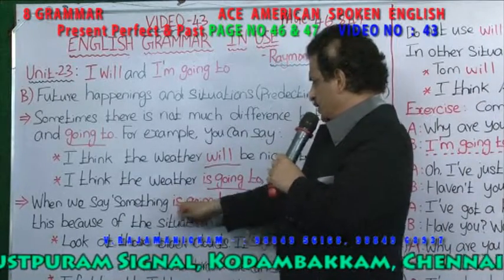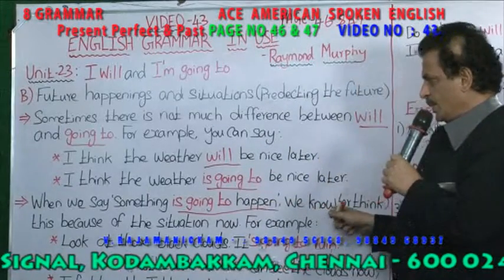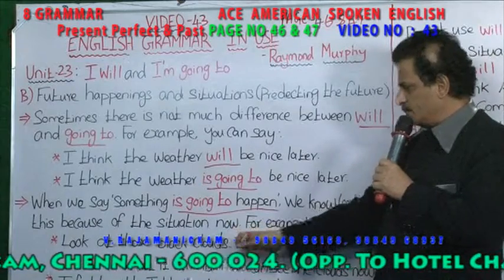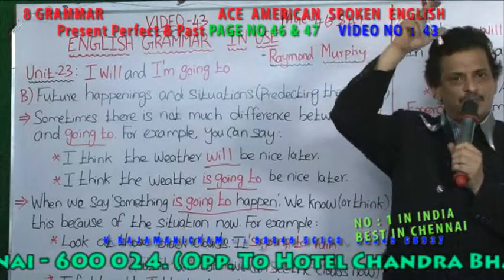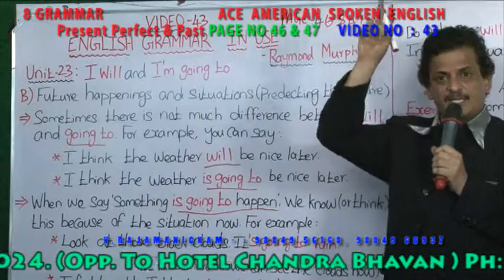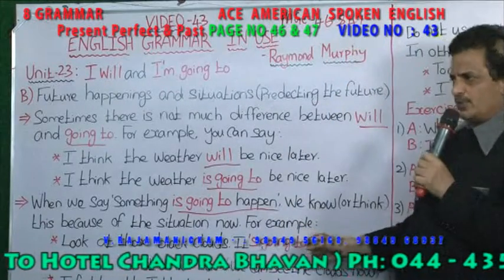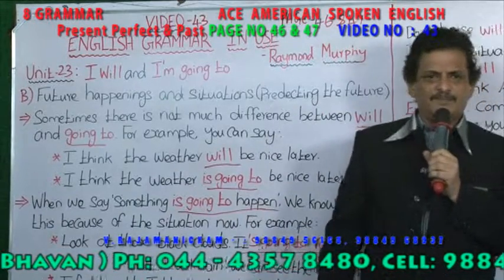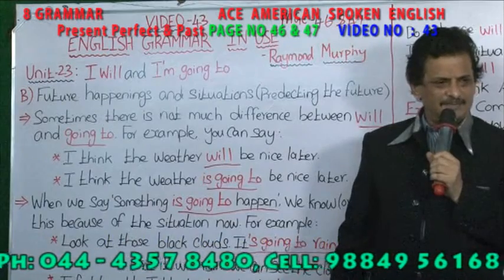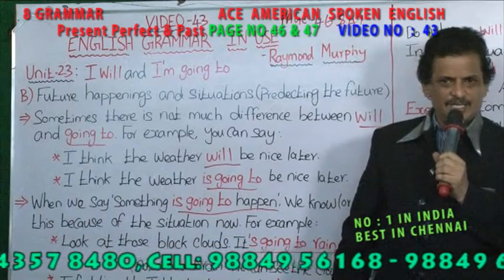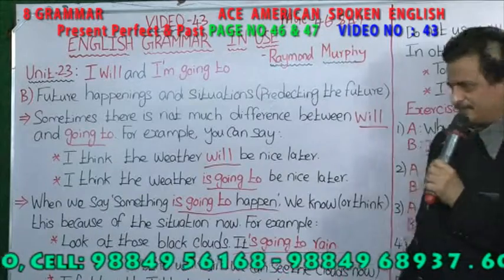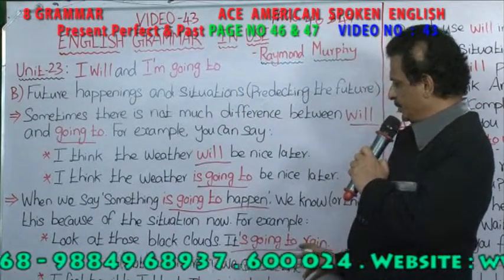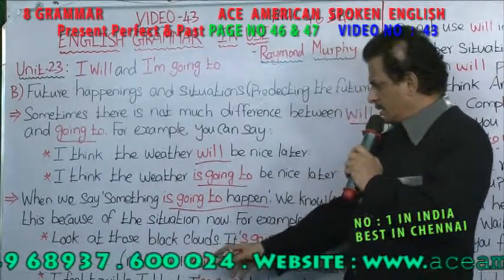When we say something is going to happen, we know this because of the situation now. For example, look at those black clouds. Because of something, some reaction is going to happen. What reaction? It is going to rain. Because of the black clouds, it is going to rain. So, look at the black clouds, it's going to rain, not it will rain.